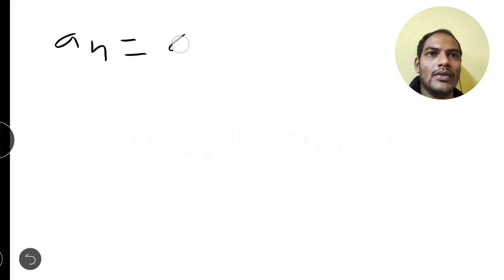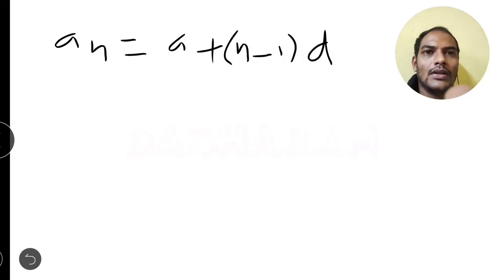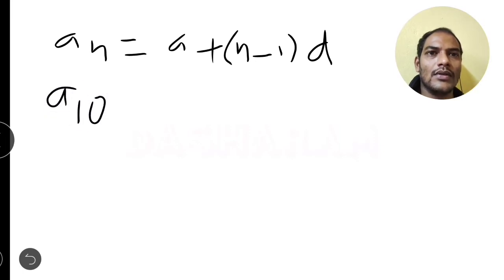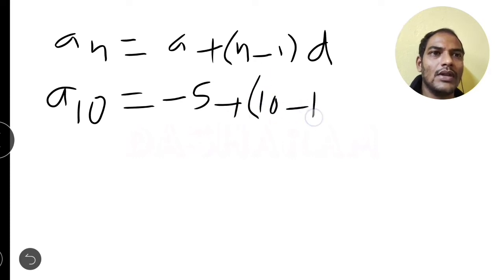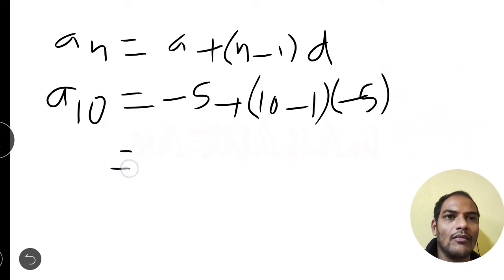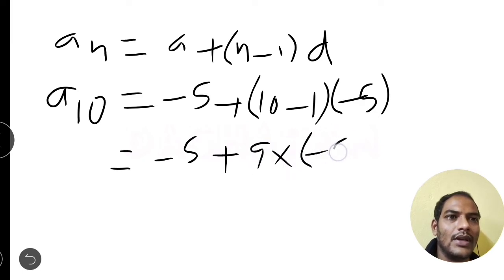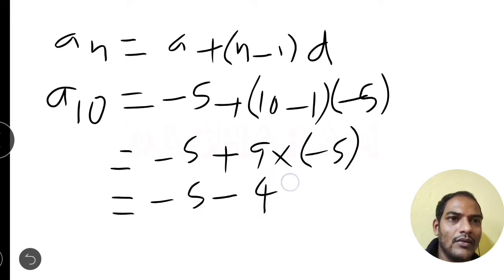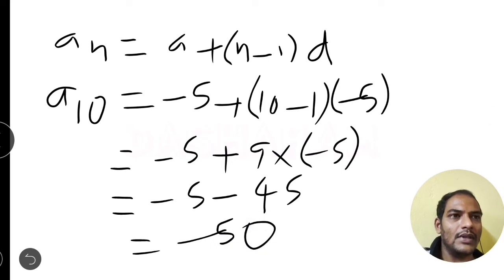Let's find the 10th term. So to find any term, we need to use the nth term formula, a plus n minus 1 into d. So for the 10th term, substitute n equals 10. So a10 equals a value minus 5 plus n minus 1, 10 minus 1, into d value minus 5. So it equals minus 5 plus 10 minus 1, which is 9, into minus 5. So it equals minus 5, 9 into minus 5 is minus 45, it equals minus 50. So the 10th term is minus 50.